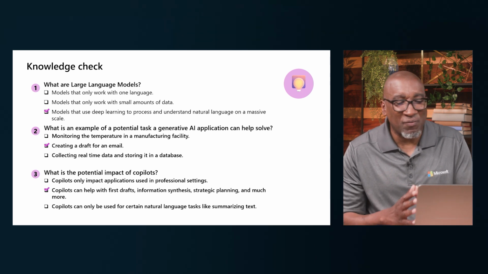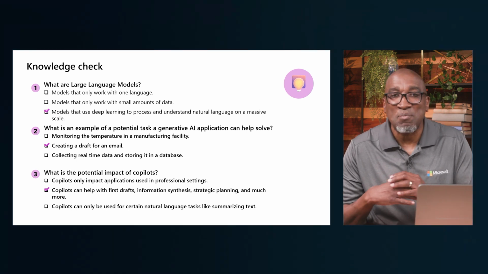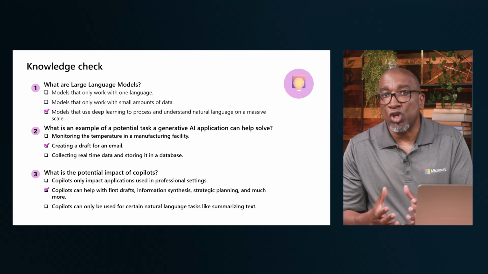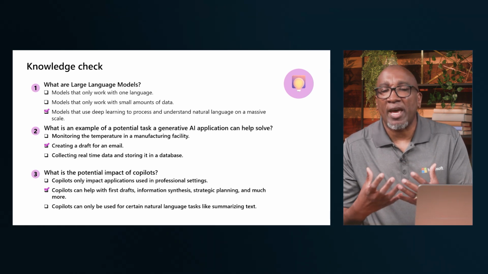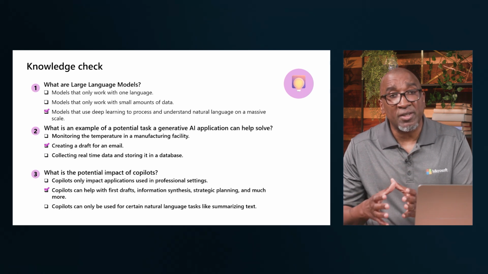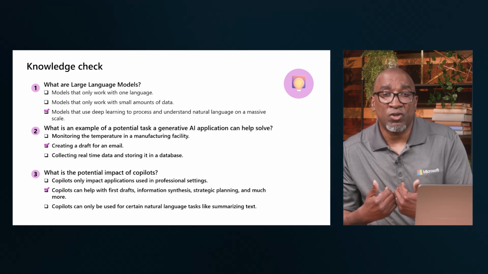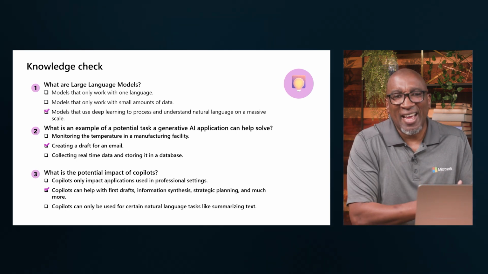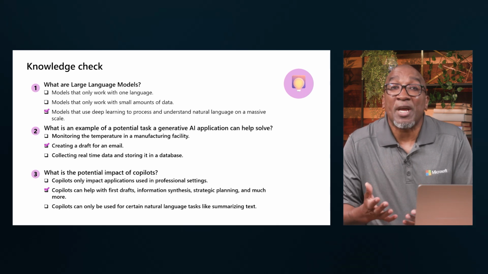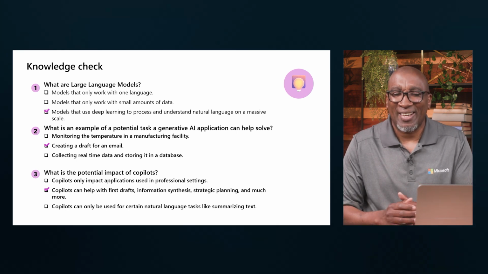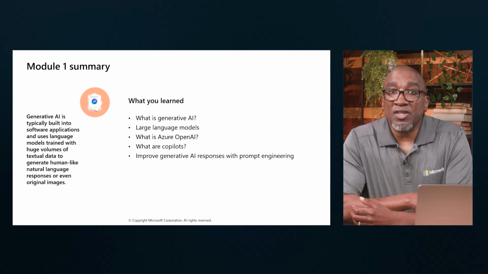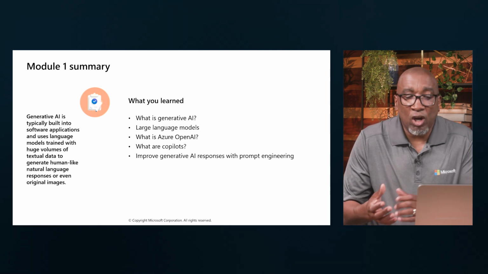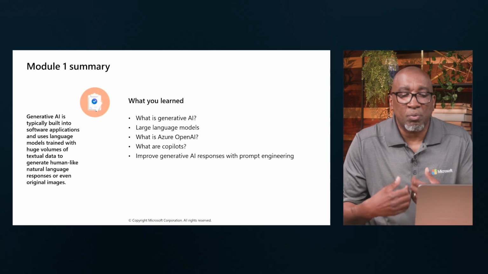All right, copilots can help with first drafts, information synthesis, strategic planning, and much, much more. Copilots are an assistant. Think of all the time it takes you to go through the initial phase of any process. What we want to do is have that time return back to you so you can leverage your strategic talents further along in the process and get that initial part iterated through faster. Okay? So, this is a summary of what we looked at. We looked at what generative AI is, large language models, Azure OpenAI and copilots, and how to improve generative AI's responses with prompt engineering.